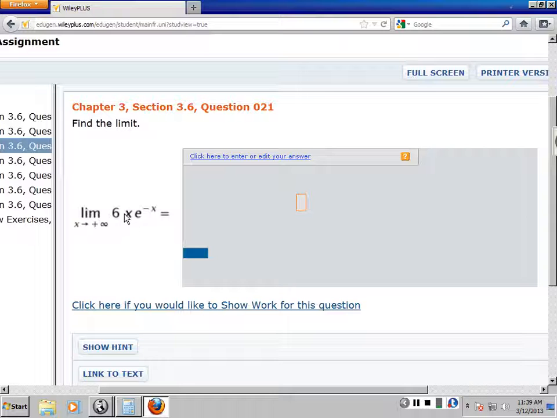So this is infinity times 0, right? Which one is most natural to bring to the denominator?